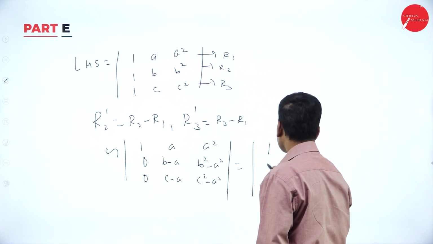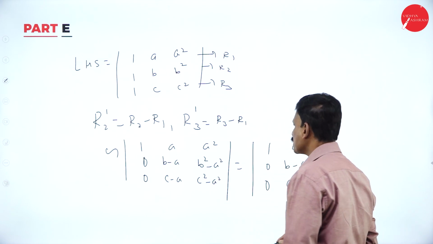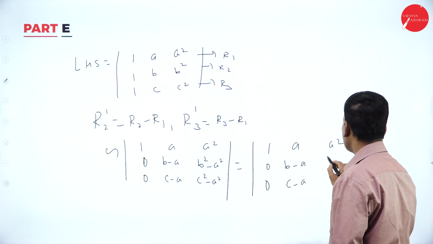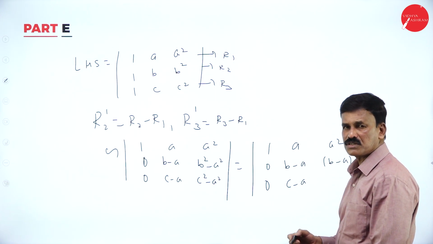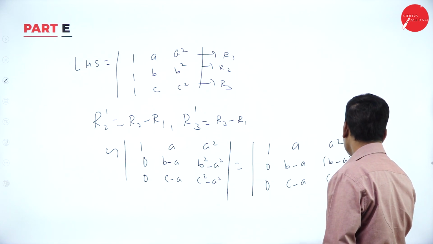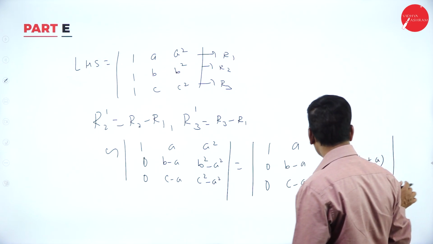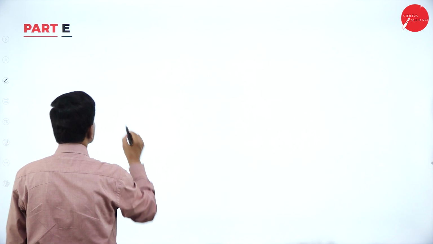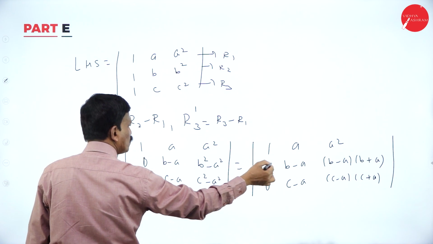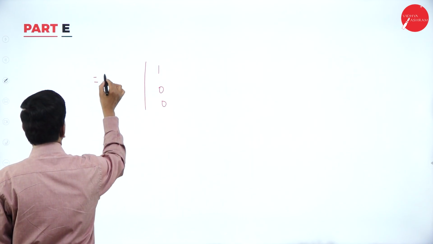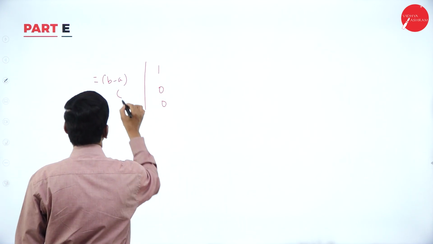Now here you can write 1, 0, 0 as it is. This is a, b minus a, c minus a also as it is. A square, and this is nothing but b minus a into b plus a, b square minus a square formula, c minus a into c plus a. Now you can take the common factor here, b minus a and c minus a. So we can write 1, 0, 0. I can take b minus a common factor, b minus a into c minus a.